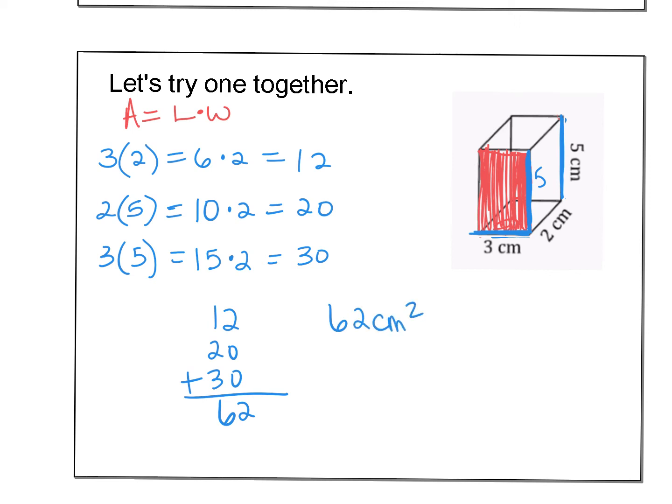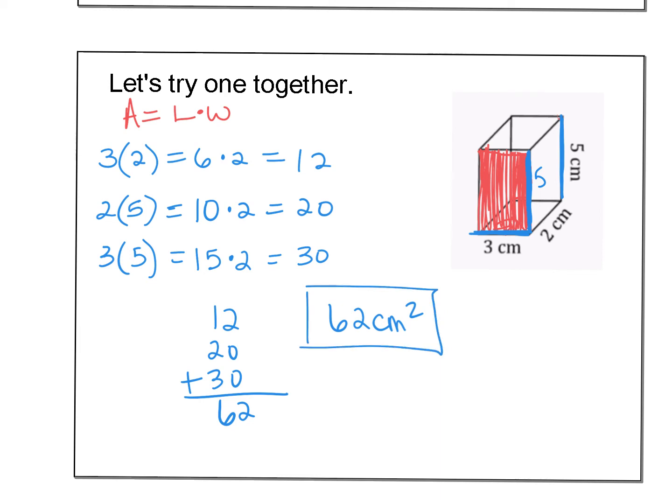So remember, we put the square there. We put this little 2 right here because it's area, right? These are square centimeters because they're taking up each little square. If we were to break all of these centimeters into 1 centimeter squares, we would have 62 1 centimeter squares throughout this entire rectangle. All right, so that is our final answer.